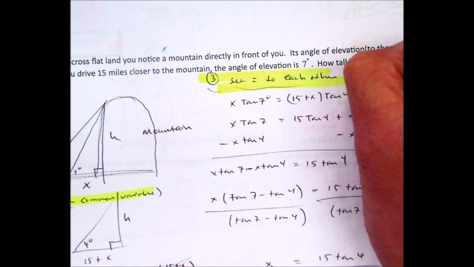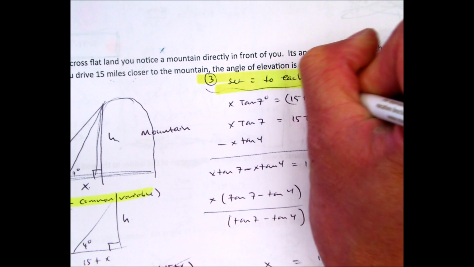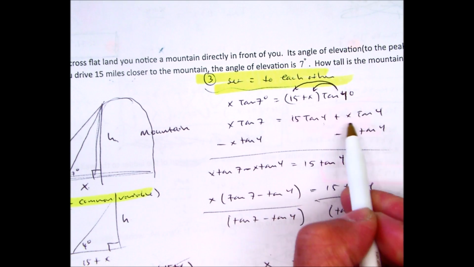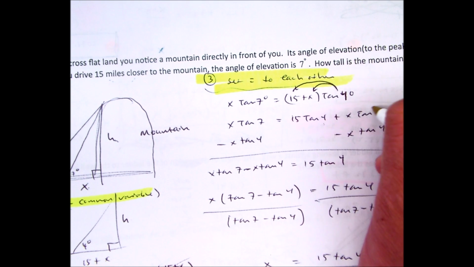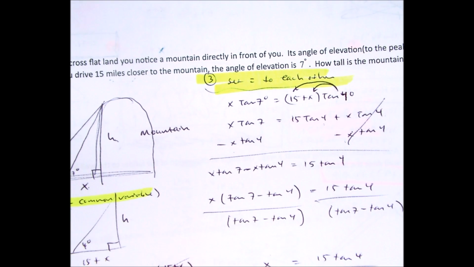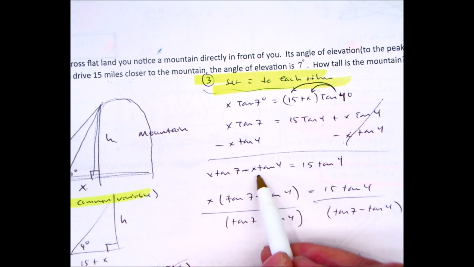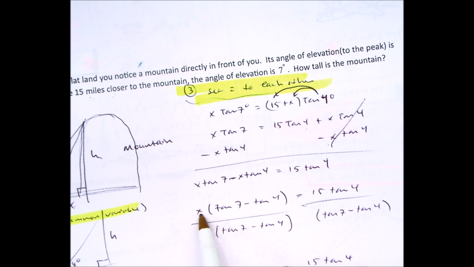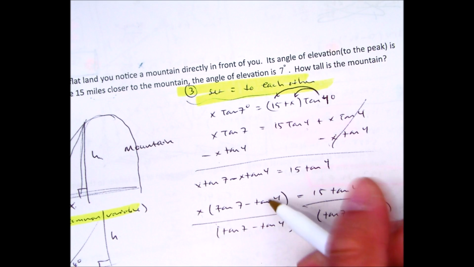Not 40, it's 4. Here I distributed: 15 tan 4 plus x tan 4. I move this over to this side, so I'm going to subtract. So that goes away. 15 tan 4 equals x tan 7 minus x tan 4. Take out the GCF of an x. I want to move all of this expression to the right side, so I'm dividing, so these will cancel.